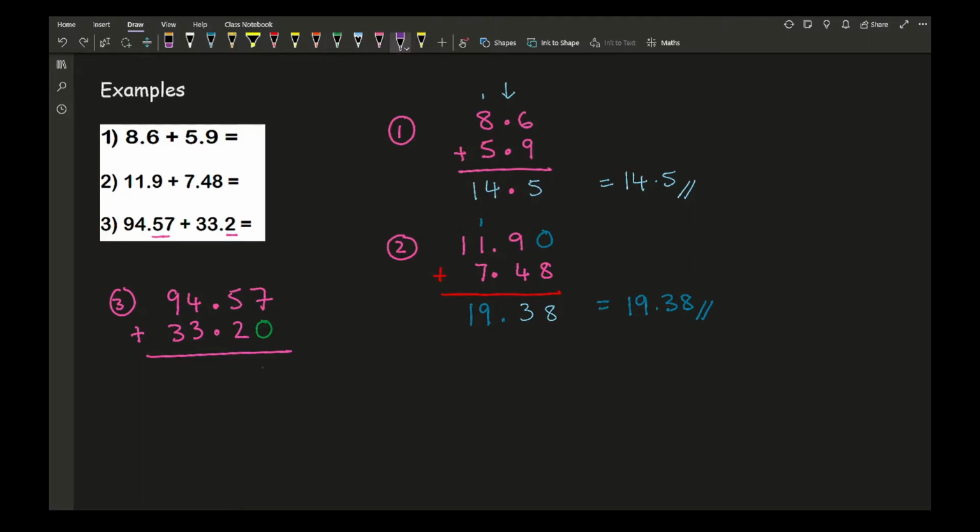So 7 plus 0 is 7, 5 plus 2 is 7, got my decimal point, 4 plus 3 is 7, and 9 plus 3 is 12. So giving me a total answer of 127.77, and there is my final answer.